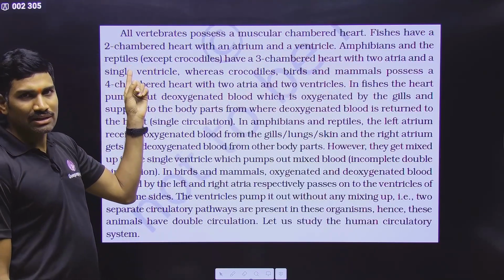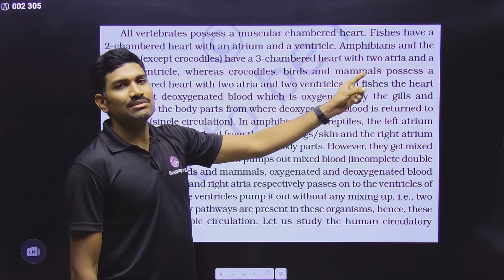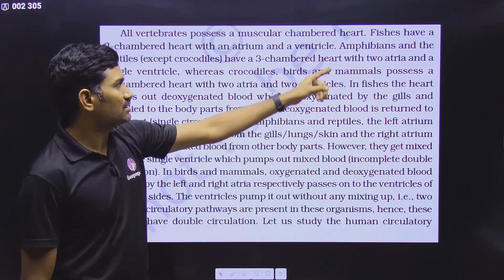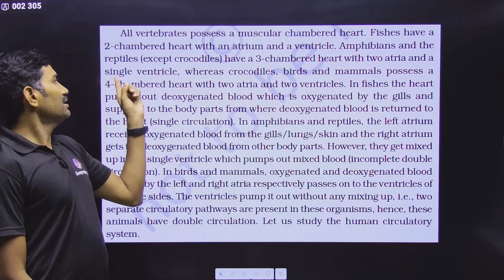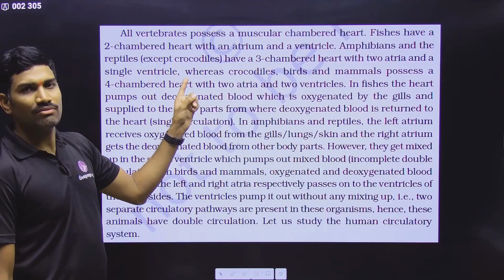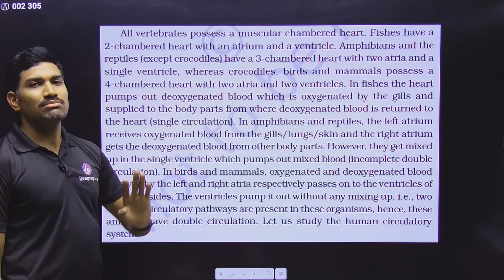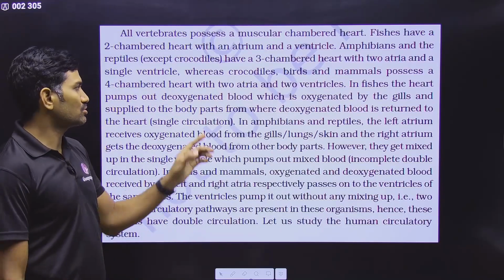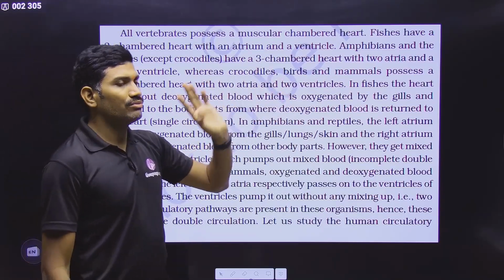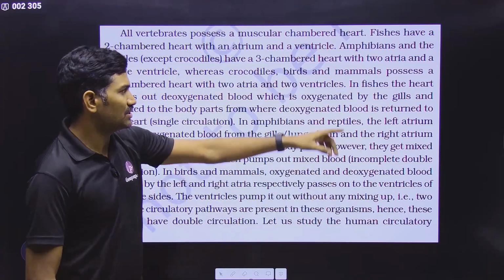Amphibians and reptiles, meaning except crocodiles, have a three-chambered heart. What are these three chambers? Two atria and a single ventricle. Whereas crocodiles, birds and mammals possess a four-chambered heart. They have four chambers in total: two atria and two ventricles.